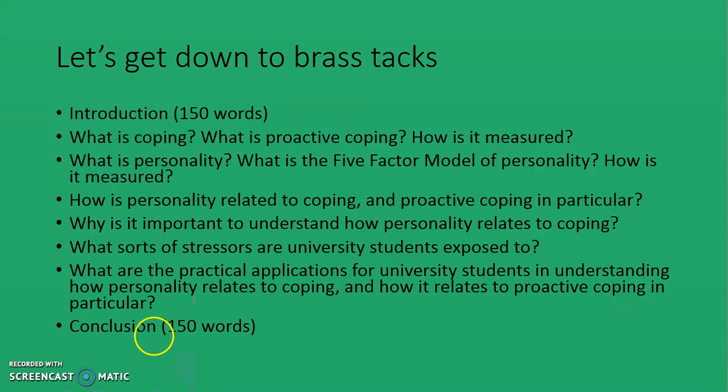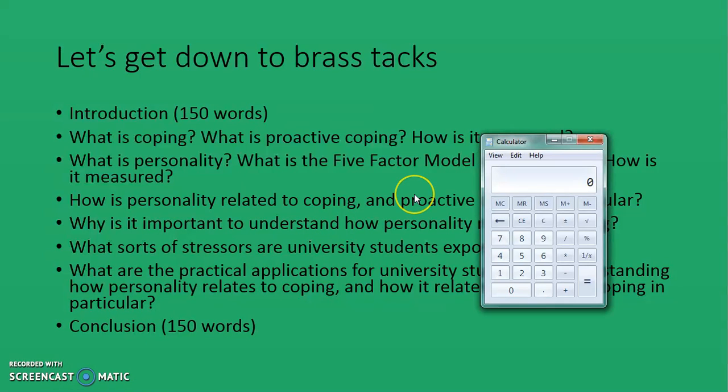So if you allocate 300 words for the introduction and the conclusion, it cuts into the amount of words that you need to worry about in the body of your text. So let's take away that 300 words. It should be 1,900 words, but I want to do it on the calculator so you can see it. Okay, so that leaves you with 1,900 words for the body of your assignment.